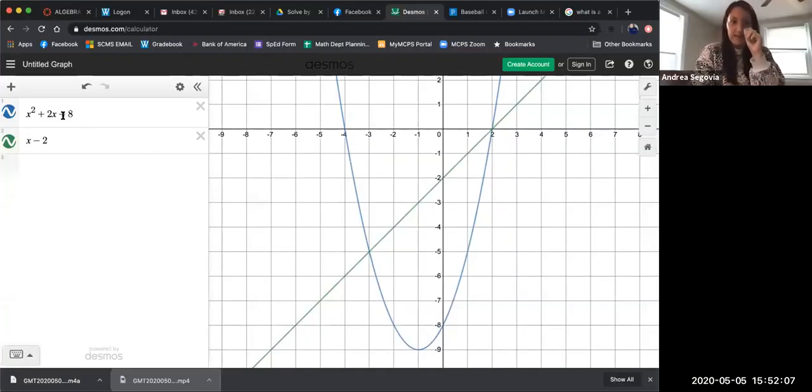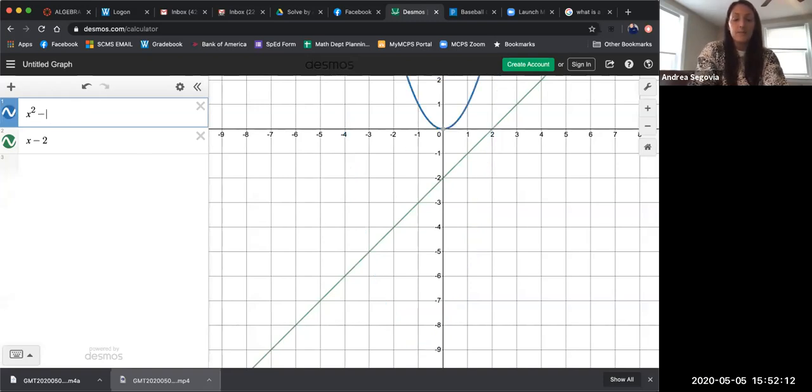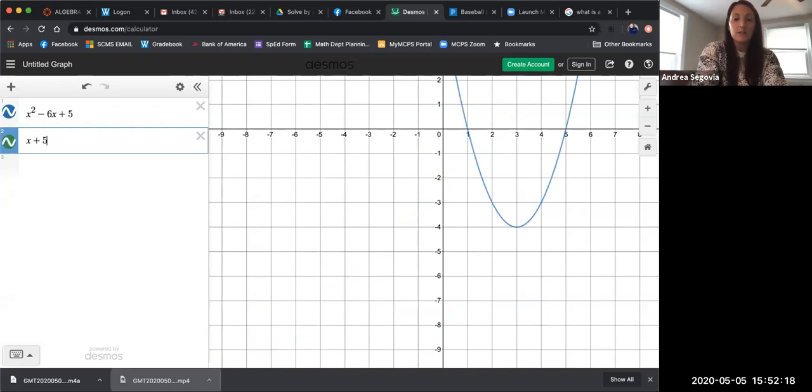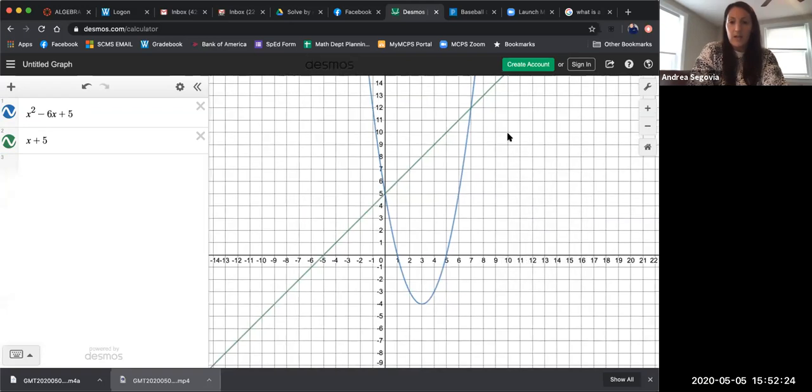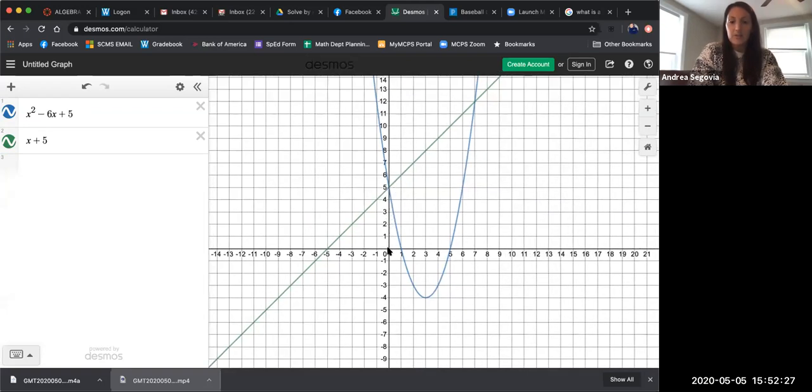So let's head back to our Desmos. If I can get it back up there again. Okay, here we go. Now these are the equations I did last time. So I'm going to enter my new equations in here. I had x squared minus 6x plus 5. And my second equation was x plus 5. Okay, let's take a look at where they cross. I'm going to zoom out a little bit. Okay, here we go. I see that they cross right here. What's that x value? 0. I also see they cross right here. Right at this point, what's that x value? 7. So I see they cross at 0 and 7.